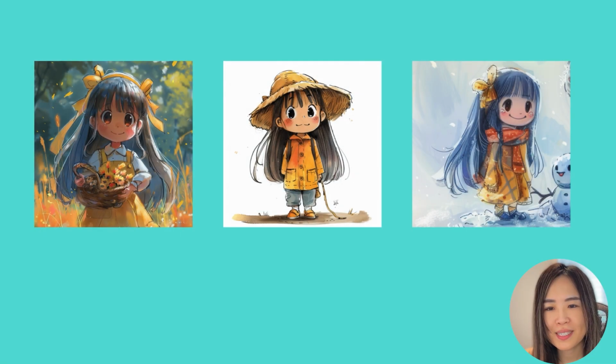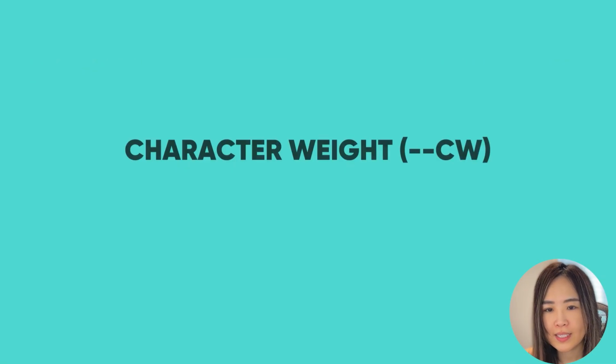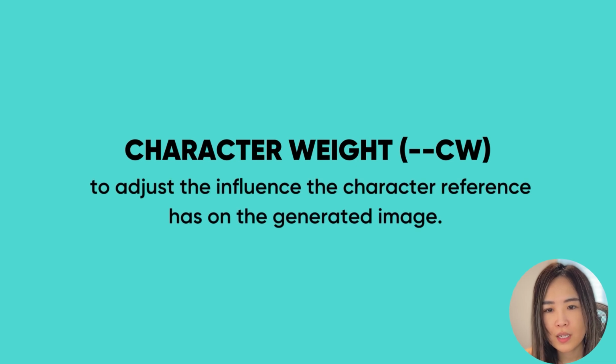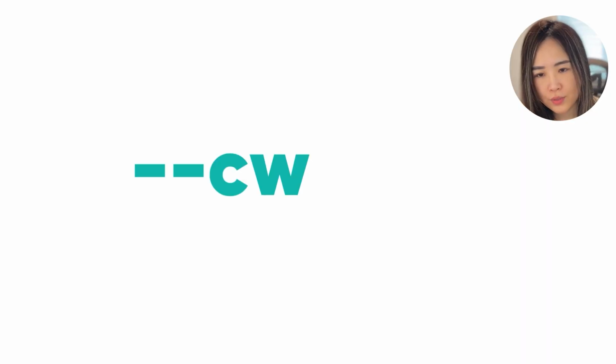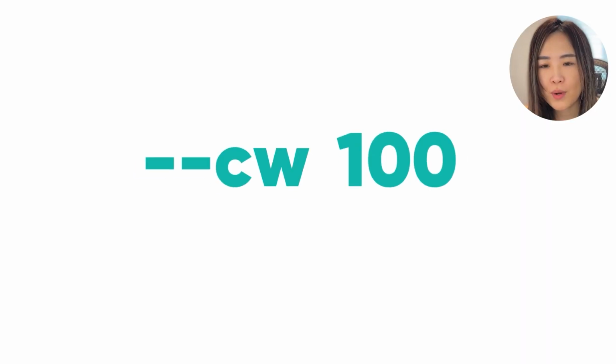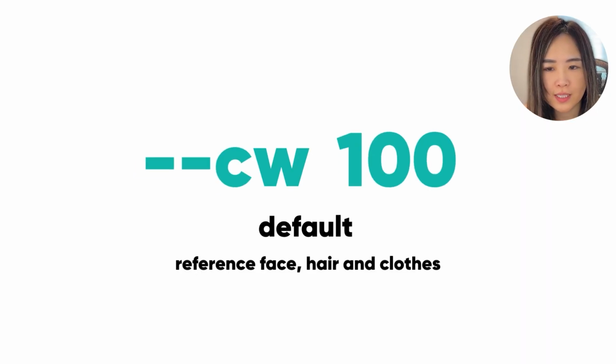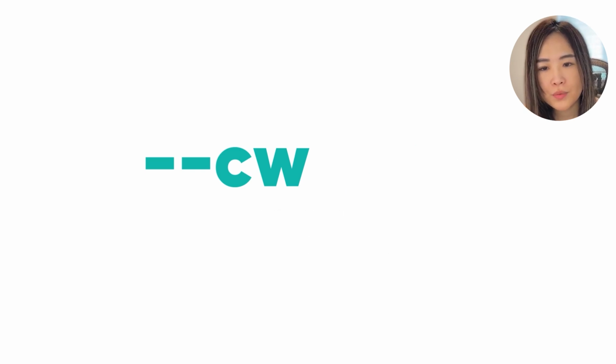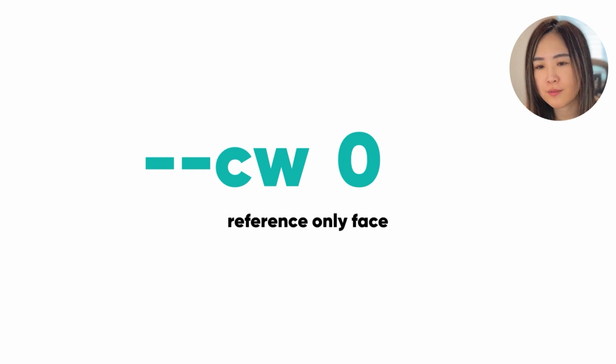If you want to generate the girl with different outfit, you might want to use the character weight --cw to adjust the influence of the character reference has on the generated image. Character weight values are from 0 to 100. 100 is the default. It influences the overall characteristic of a character, including face, hair, and clothing. And 0 would make it focus more on the character's face only.